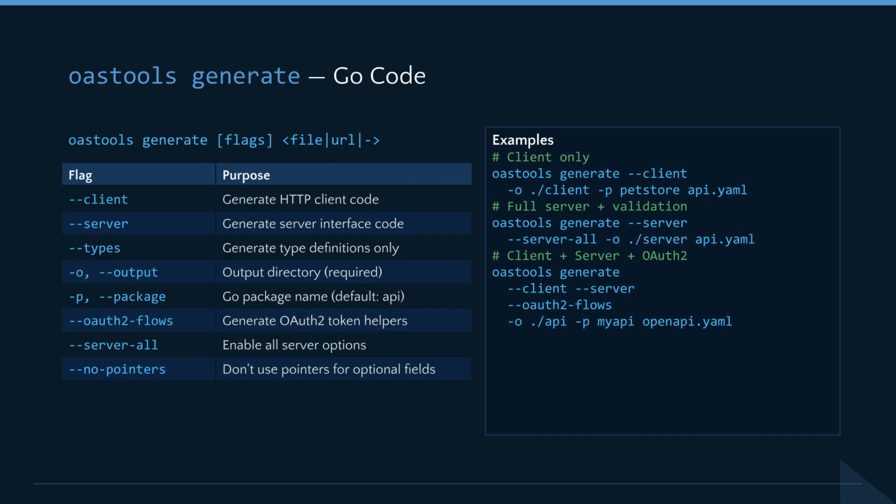Generate idiomatic Go code. The generate command produces idiomatic Go code from your spec. You choose what to generate: just types, a client, a server, or any combination. The server generation is particularly powerful. With --server all, you get a router, validation middleware that uses the HTTP validator under the hood, request parameter binding, typed response writers, and stub implementations for testing. For large APIs, files are automatically split by tag and path prefix to keep them manageable. The generated code uses standard library net/http, so there's no framework lock-in.